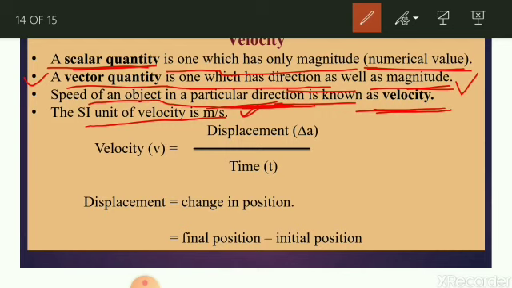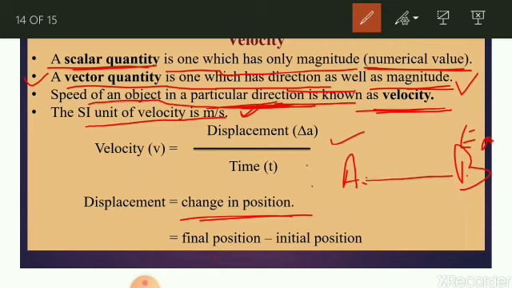Now the formula of velocity: V is equal to displacement upon time. Displacement means change in position, means final position minus initial position. Suppose this is point A and this is point B. So the object is moving from point A to point B. Suppose this is the east direction. So any object is moving towards east from point A to point B. Point A will be the initial position and point B will be the final position.